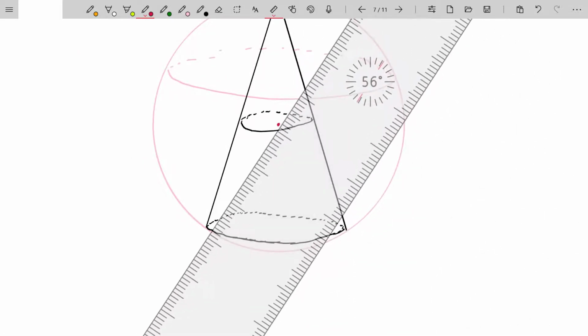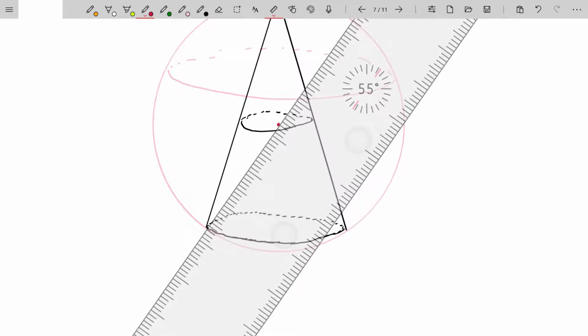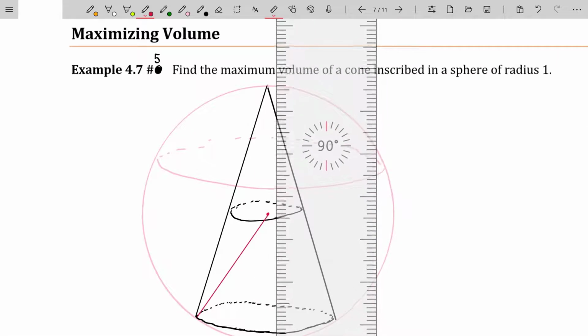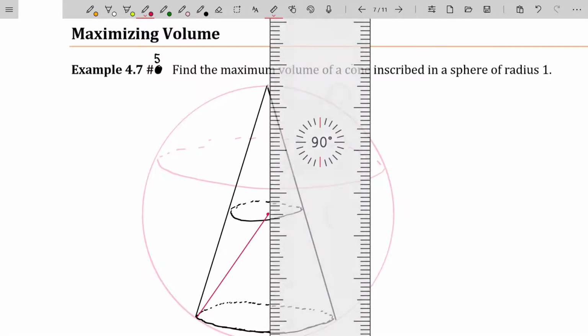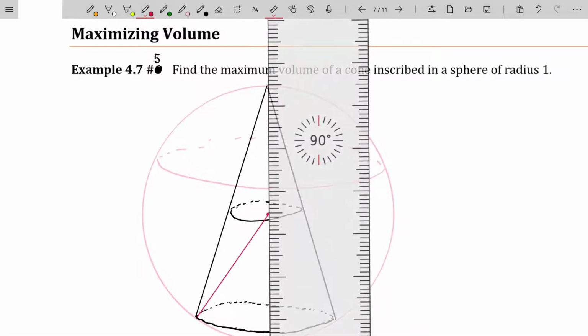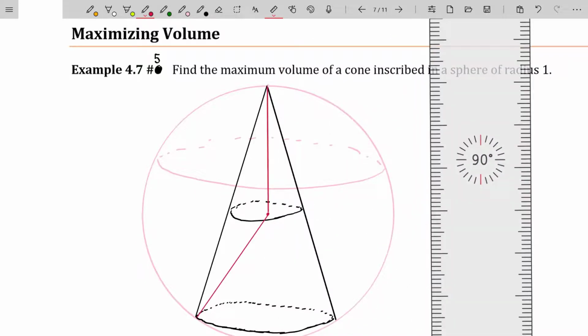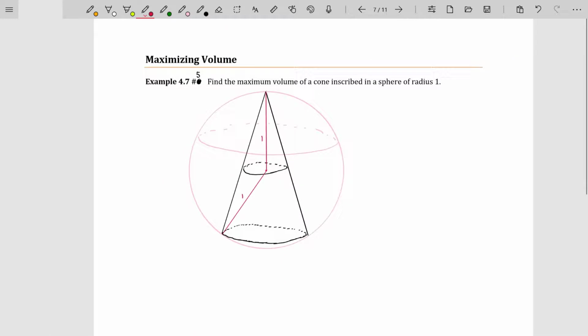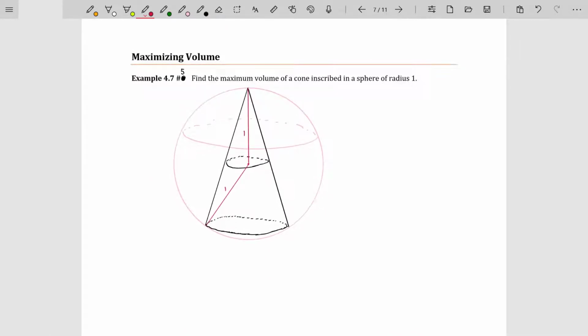The radius I'm going to draw in will connect from the center of the sphere to the edge of the cone. So from the center here all the way to this edge, and also to the top of the cone. I'm going to connect that to the top. Obviously I slightly missed there, but whatever. Those red distances are of length 1 because they're along the radius of the sphere. There we go. All right, so how in the world are you going to find that volume?